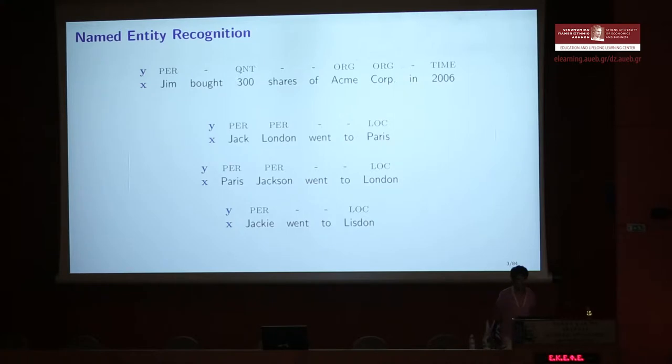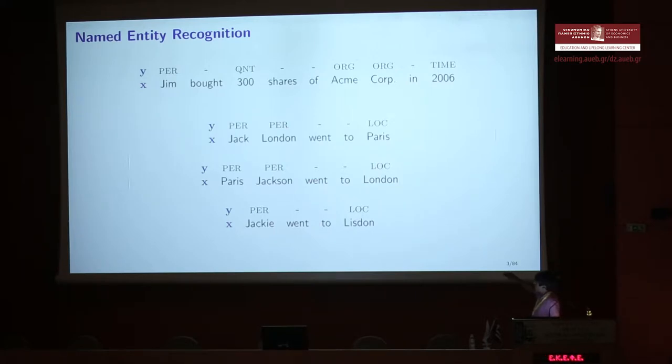Let me show you more examples. Here we have ambiguous words like London. Typically London is a location, a city, but in this context London is a person because it's the last name of Jack London. So Jack London went to Paris. Here there are several clues telling us that London is not a location but a person. Just looking at the input, if the next word is "went," it's unlikely that it's a city. So the word "went" here enforces that this is a person name.